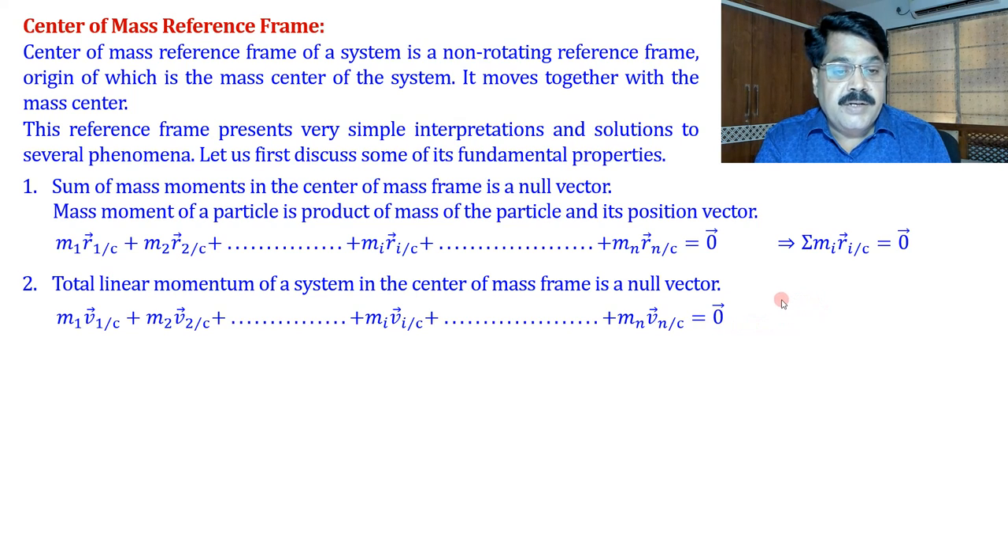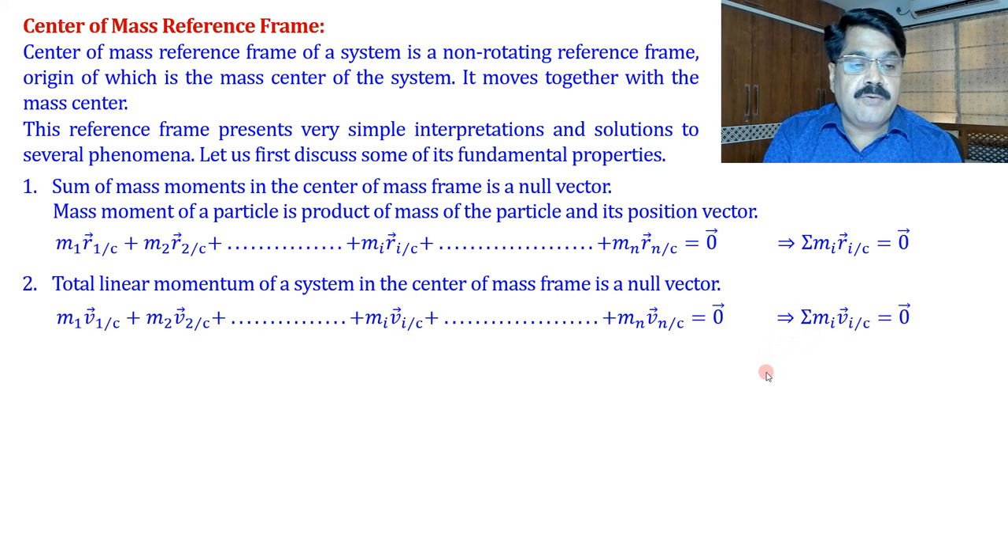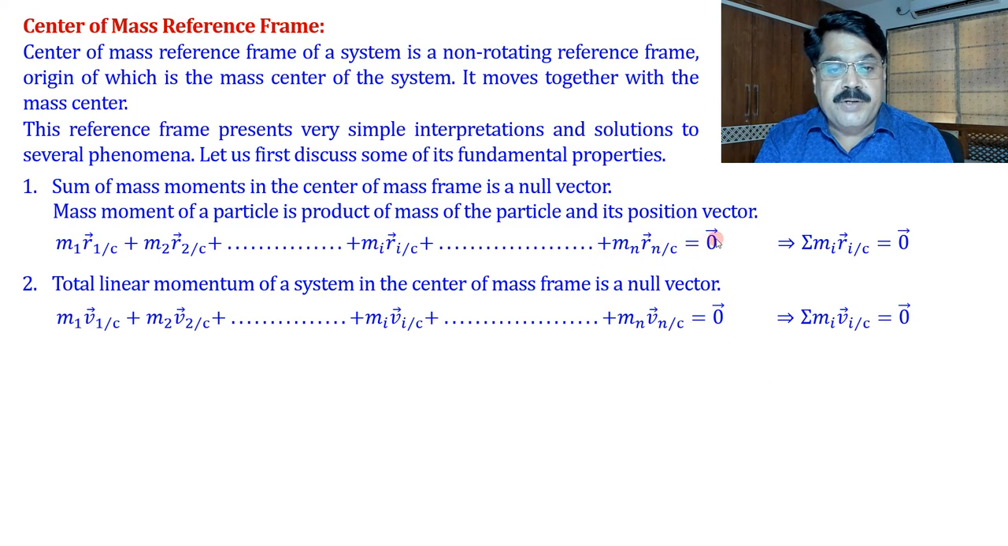This equation in simple form can be written as summation Mi Vi vector with respect to C is equal to a null vector. As we have proved the mass moment sum to be a null vector, in a similar way we can prove this to be a null vector. So what we can see? The total momentum of a system in the center mass frame will be a null vector. That is a very great idea.